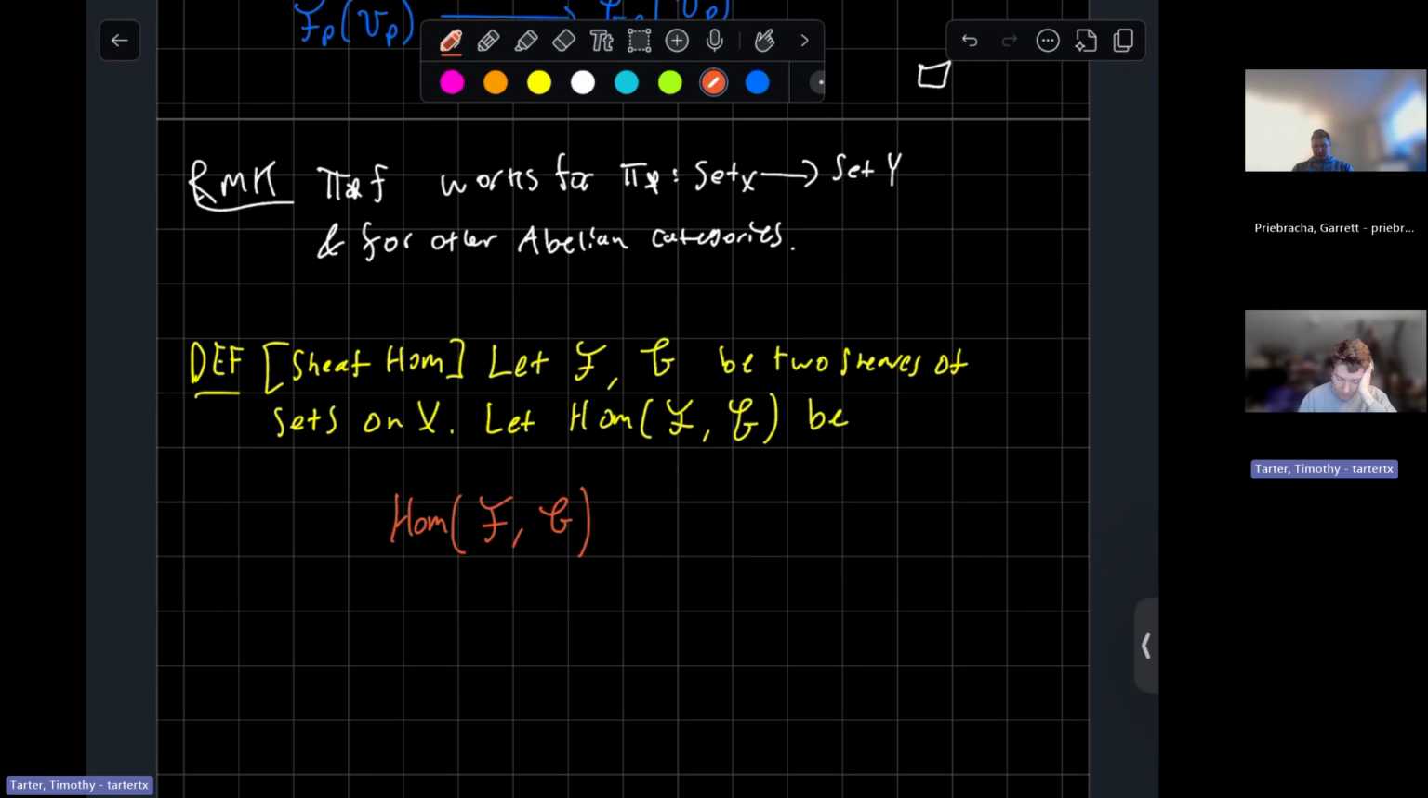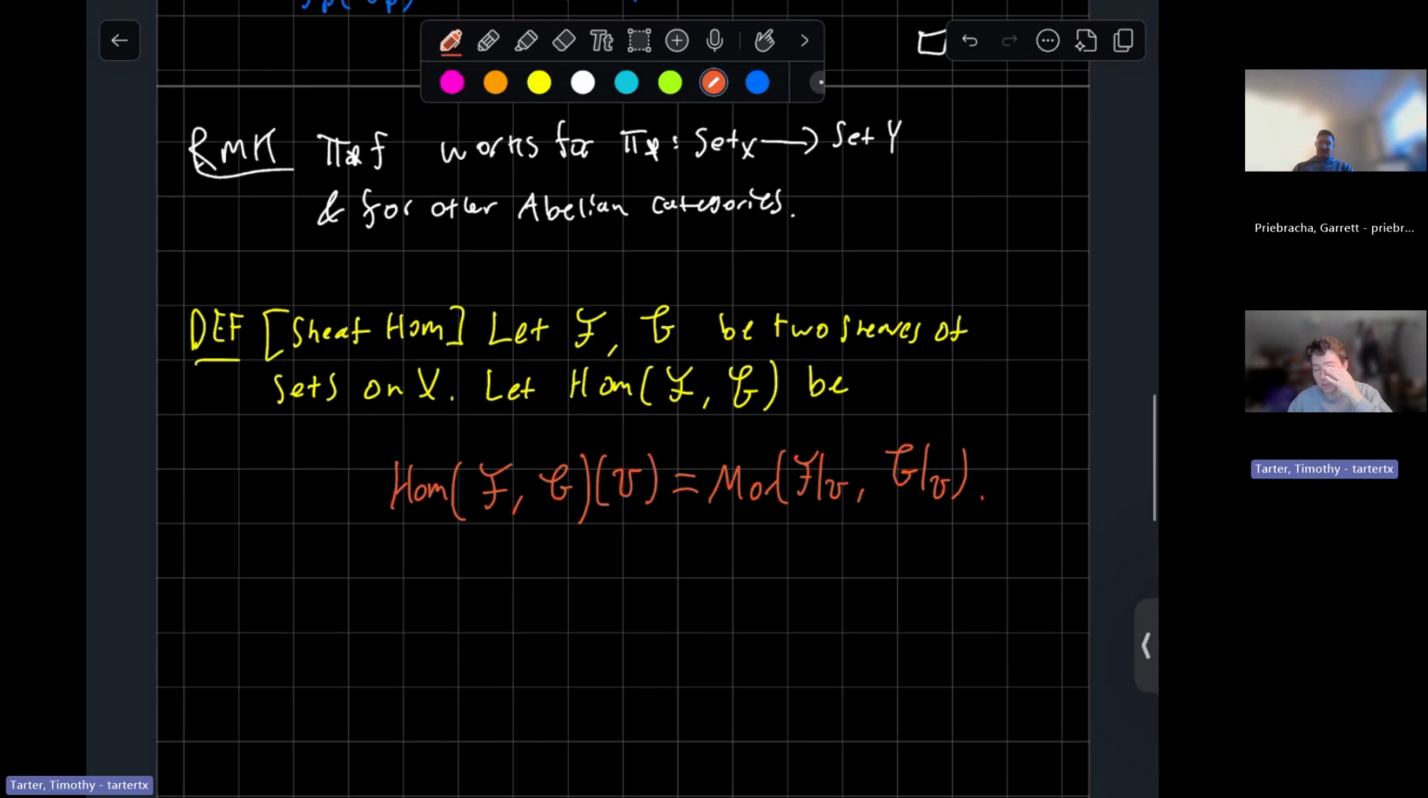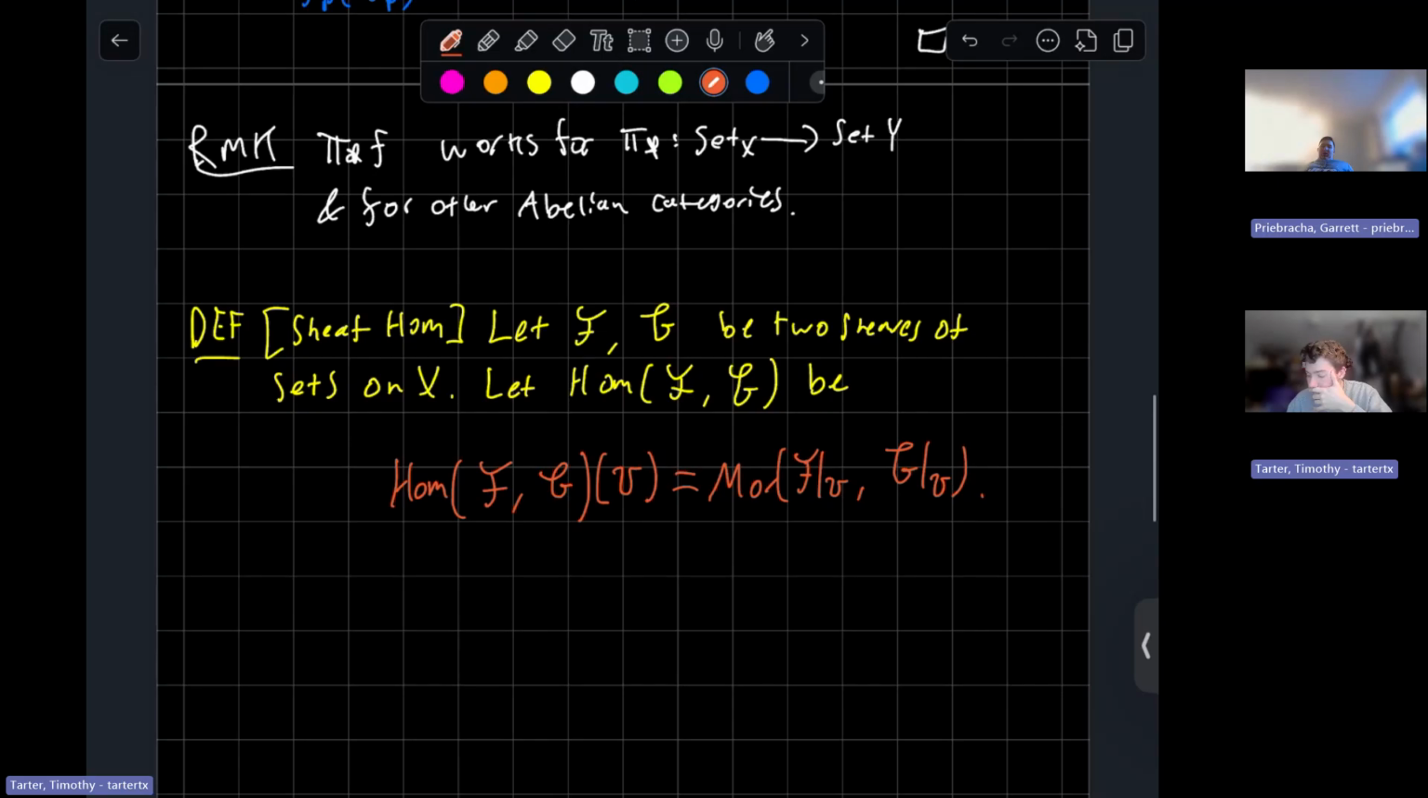Hom(F, G)(U) is equal to the morphisms of F restricted at U to G restricted at U. There we go. Recall that the restriction of a sheaf to a single subset is in fact a sheaf.